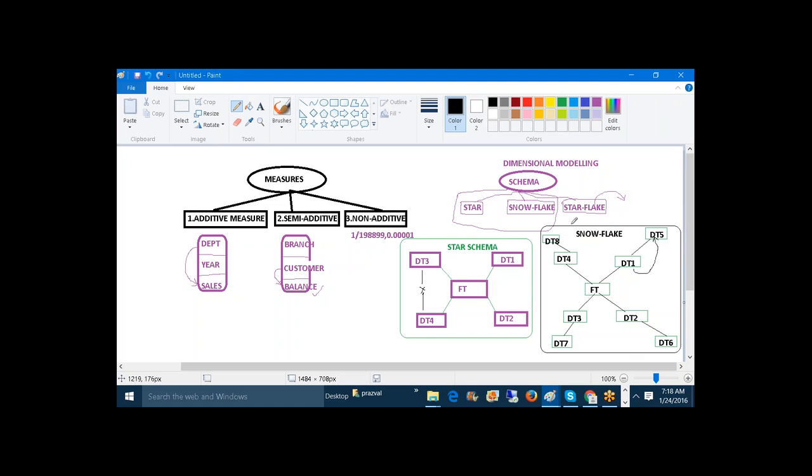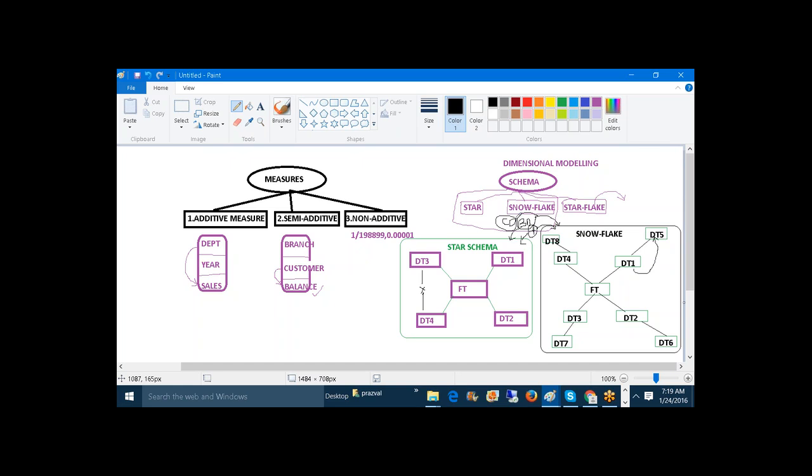Then what about Starflake? If we combine both the star and snowflake, then it is known as Starflake. So how do we combine both the star and snowflake? With the help of a bridge dimension. Which dimension will act as the bridge dimension? The conformed dimension. Always the conformed dimensions will act as the bridge dimension. With the help of the conformed dimension, we can combine the star and snowflake.